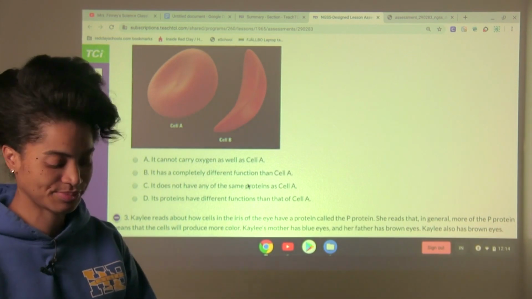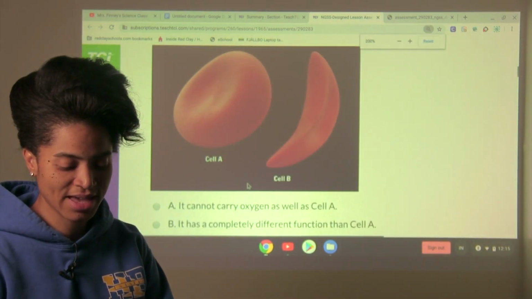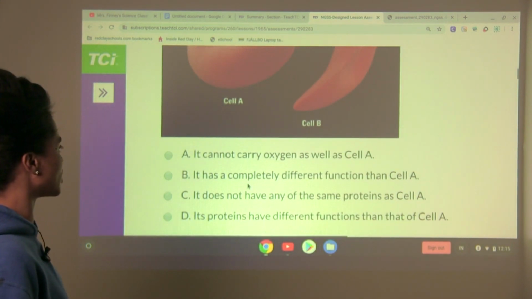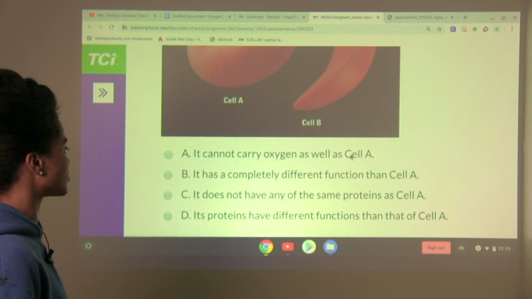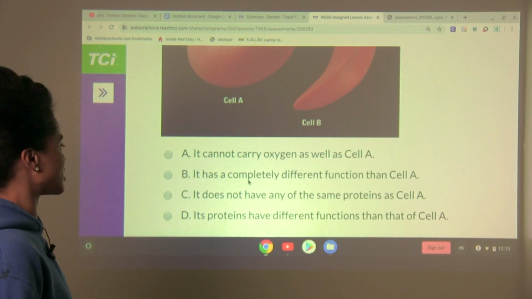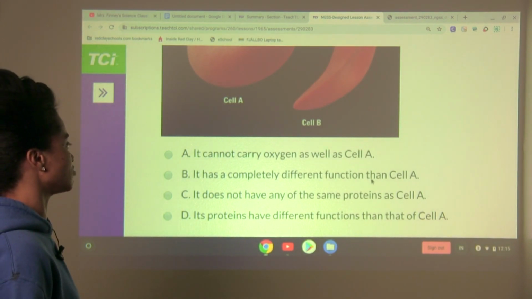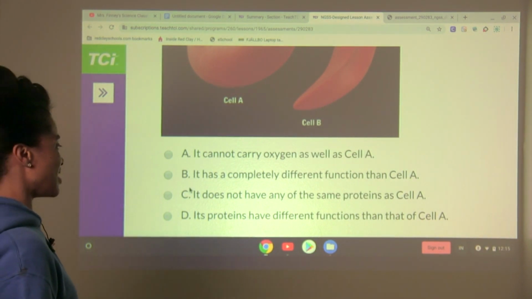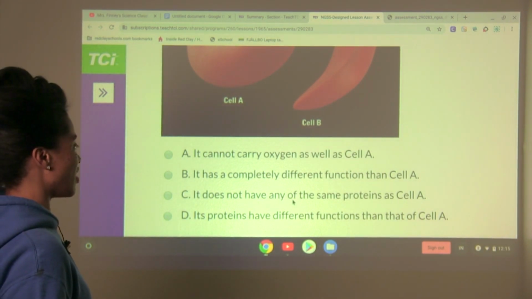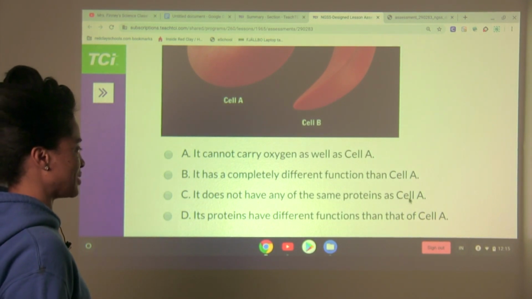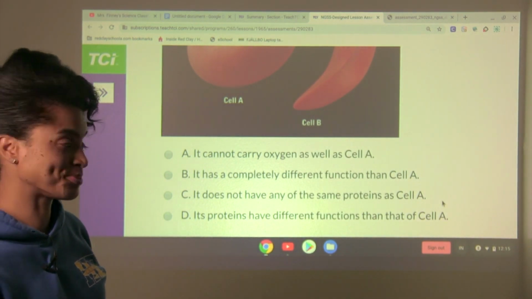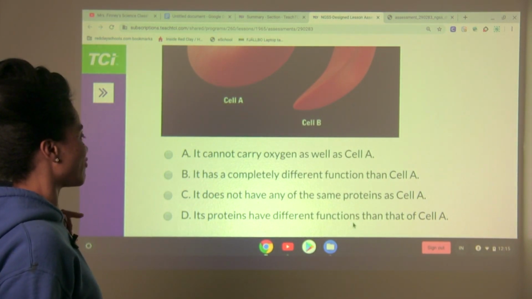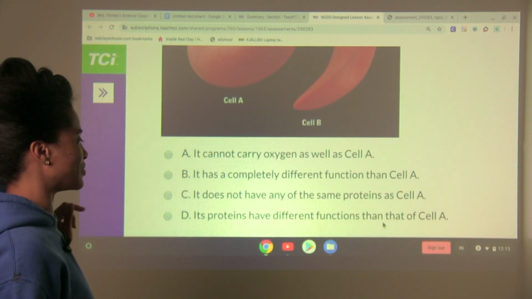Let's take a look. A, it cannot carry oxygen as well as cell A. B, it has a completely different function than cell A. C, it does not have any of the same proteins as cell A. Or D, its proteins have different functions than that of cell A.